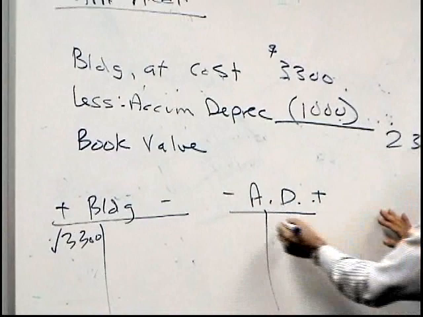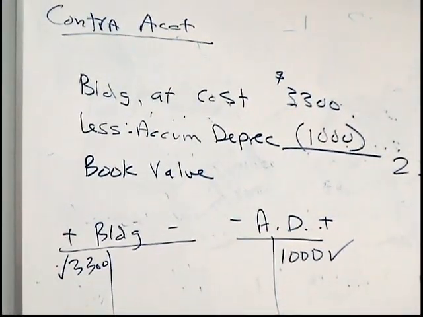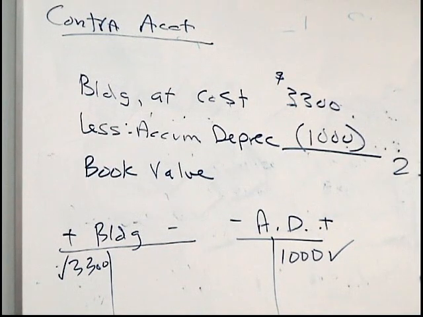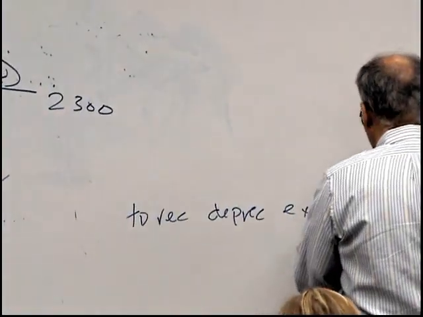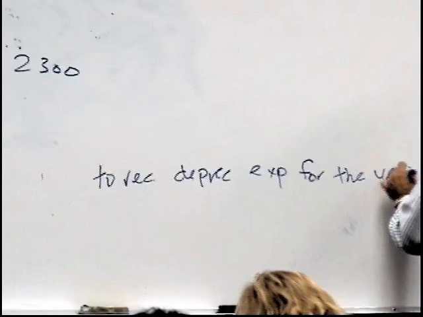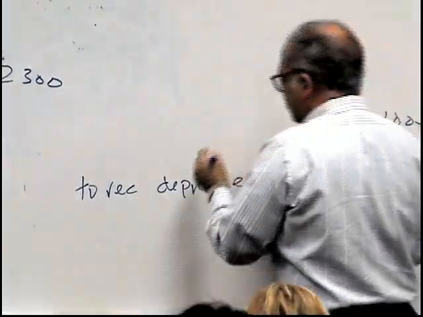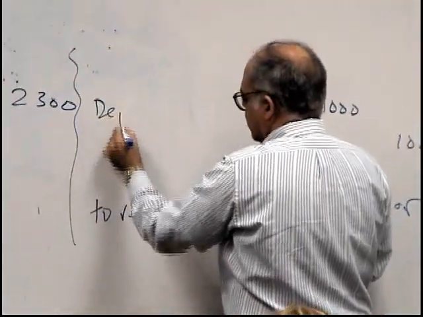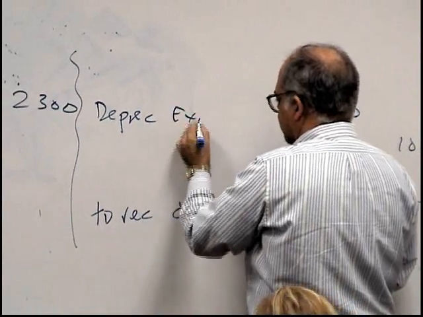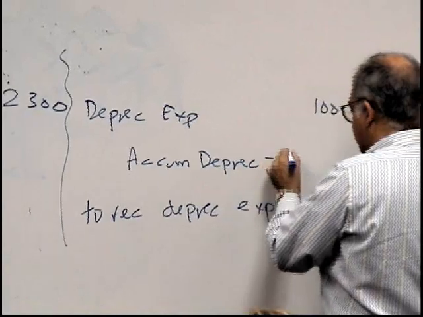It works contra, so it's got a balance opposite of the related asset. Do you remember how to record depreciation expense? I'll give you the number. I'm going to tell you it's $1,000. What's the journal entry to record depreciation? Depreciation expense and accumulated depreciation on the building.